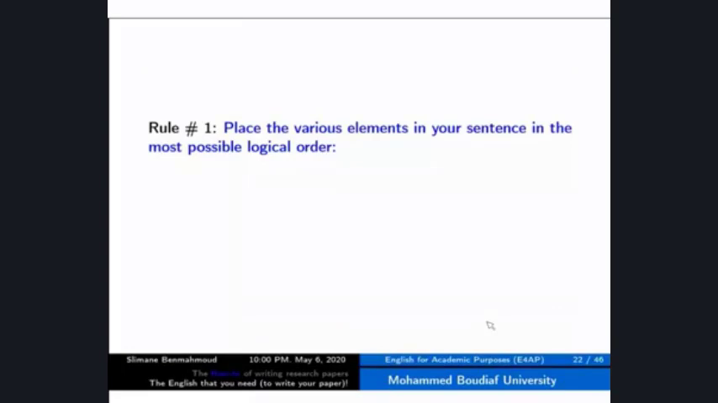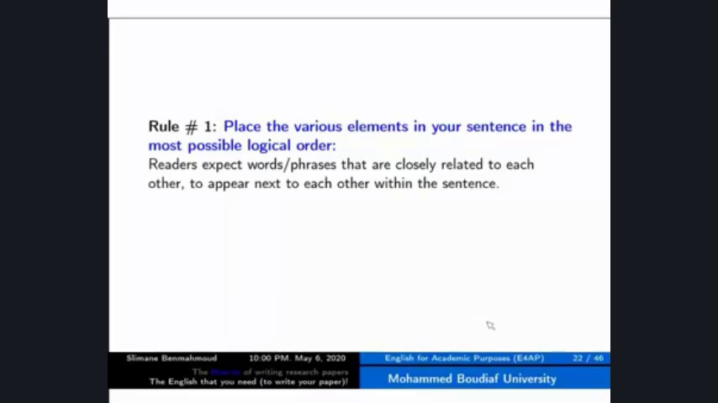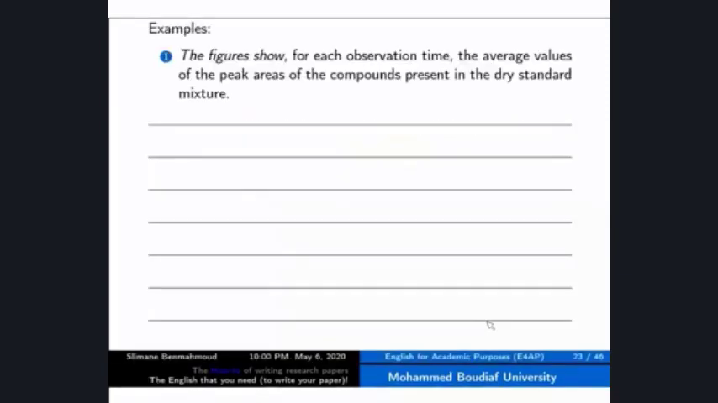The first rule is to place the various elements in your sentence in the most logical order possible. Readers expect words and phrases that are closely related to each other to appear next to each other within the sentence. Let's give some examples.